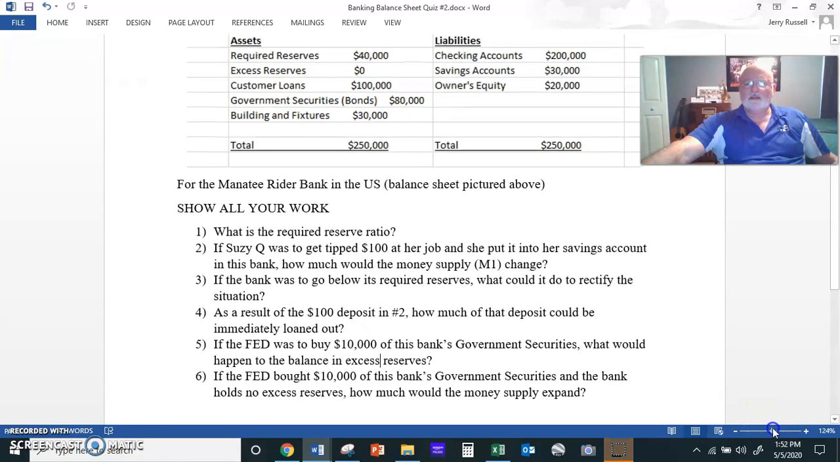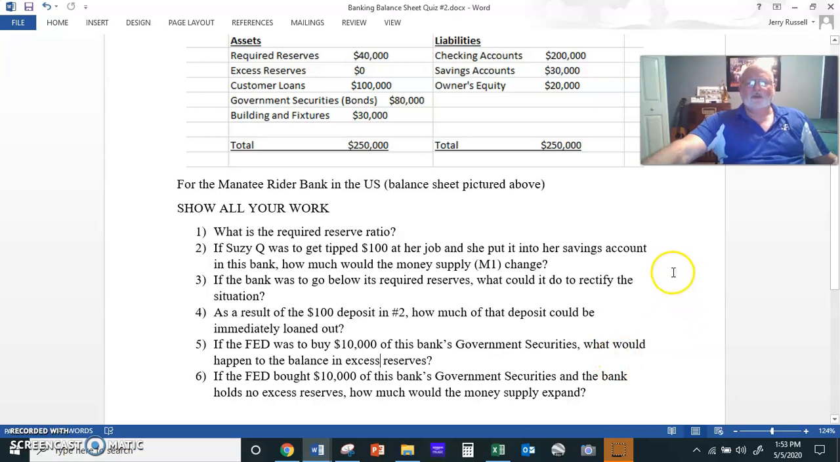All right, here is the answer to the second quiz I gave today. What is the required reserve ratio? Well, 40,000 divided by 200,000 is 0.2, so the reserve ratio is 20%.